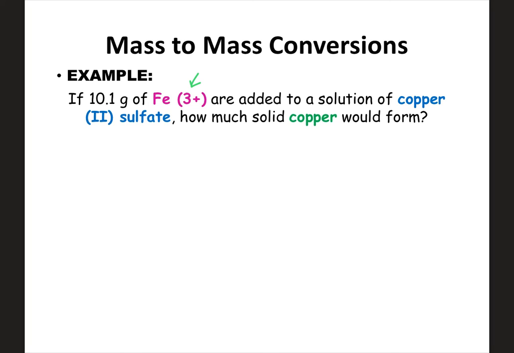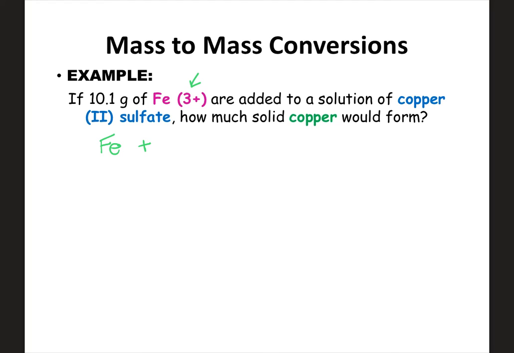So I immediately know this is a stoich problem, because they're giving me grams of iron to start, and they're asking me about how much copper would form. So I'm going from iron to copper. I switch substances, so I immediately know this is a stoich problem. So the first thing I need in a stoich problem is the balanced equation. They're telling me the iron is added to copper 2 sulfate. So iron is just Fe, and I'm adding this to copper 2 sulfate.